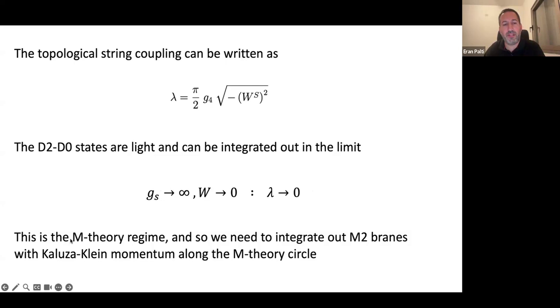But g_string going to infinity means you're in the M theory regime. And so what we really need to do is not integrate out D2-D0 states, but integrate out M2 branes wrapping 2-cycles. And the D0 number is the Kaluza-Klein momentum along the M theory circle. So that's the calculation that we need to do, integrating out M2 branes with Kaluza-Klein momentum. That's the appropriate one for this limit here.